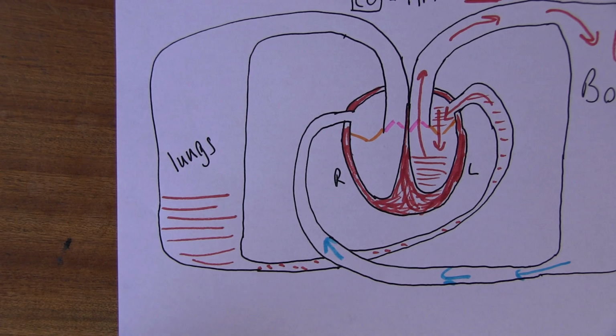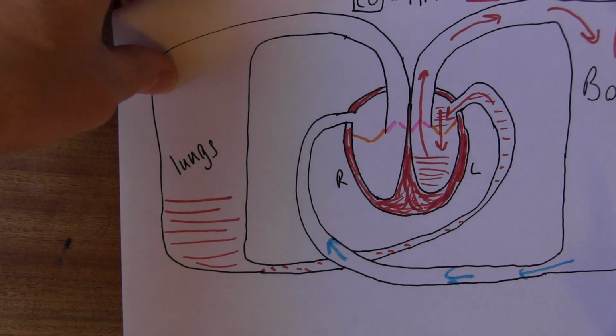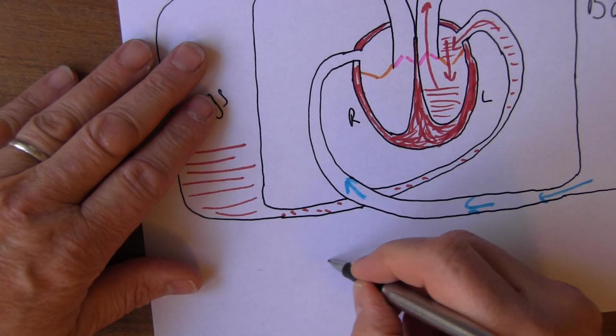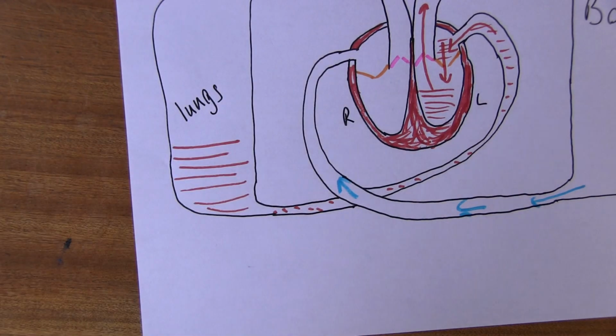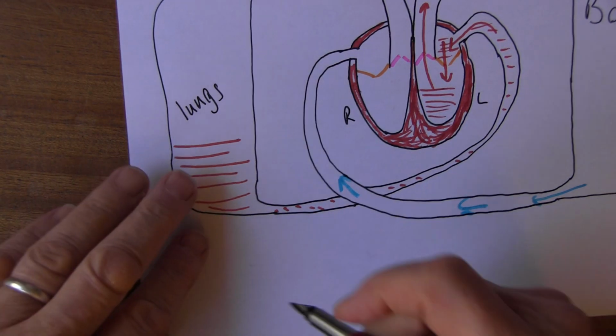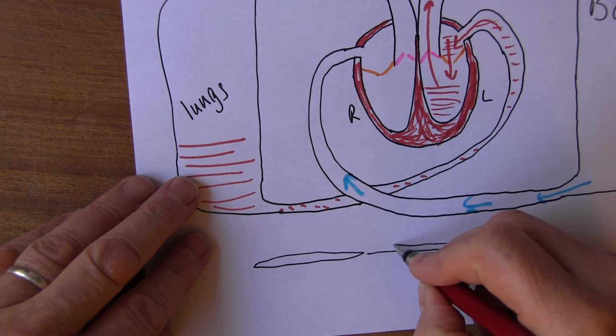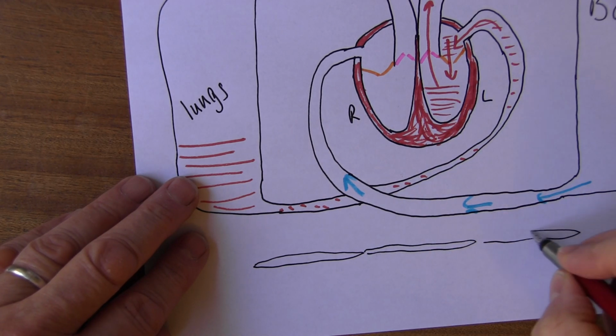Now in the lungs, of course, we have lots of pulmonary capillaries. So the capillaries are thin-walled structures. Here we have capillaries with these thin endothelial cells.